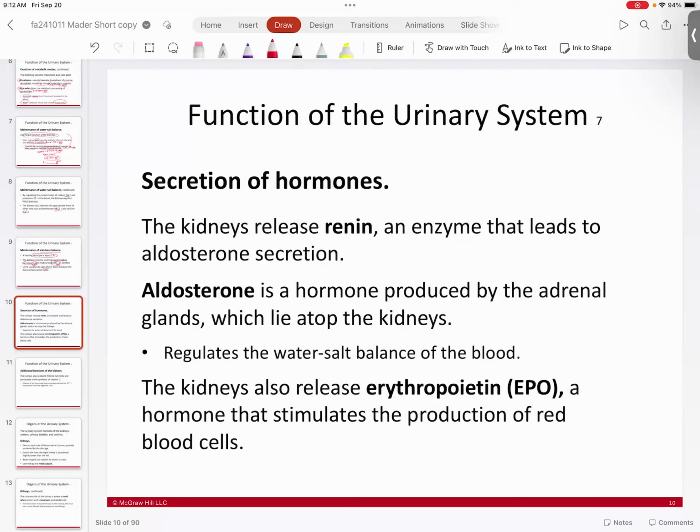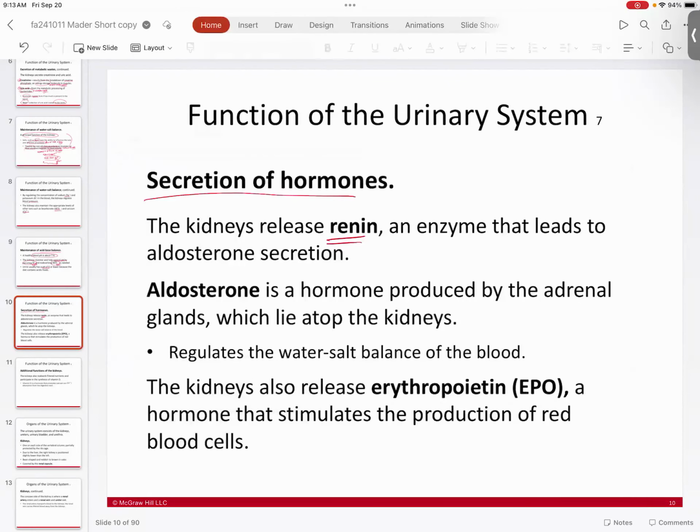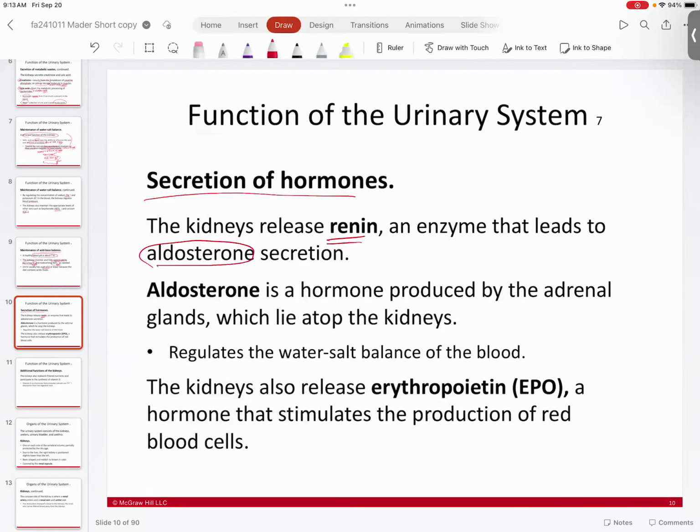Now, the kidneys will also secrete hormones as well. One of the most important hormones that it secretes is a hormone called renin. Renin's job is ultimately, through a series of steps, to lead to the secretion of another steroid hormone called aldosterone. And aldosterone is a hormone that's produced by the adrenal glands, which sit on top of the kidneys. If you take a look at the kidneys, here's a kidney here, and your adrenal gland is sitting right on top of the kidneys.